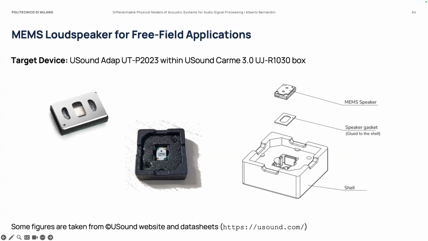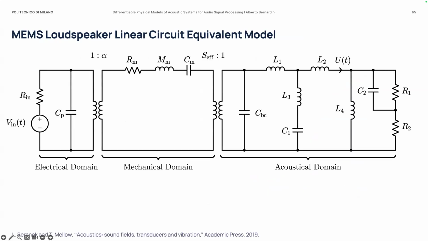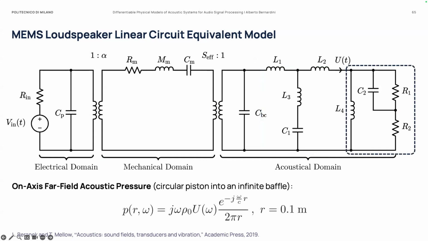Okay, so let's try to apply this approach to a real audio system, for example, a MEMS loudspeaker. Here is a small size speaker, which is modeled with this circuit, similar to the one we have seen before for electrodynamic loudspeakers. And we apply this circuit parameter method. The input of the circuit in this case is an electrical signal. The output is a pressure signal, so the pressure measured with a microphone.